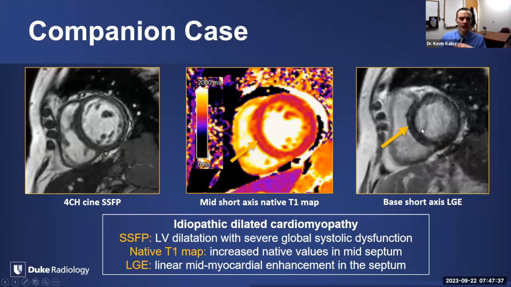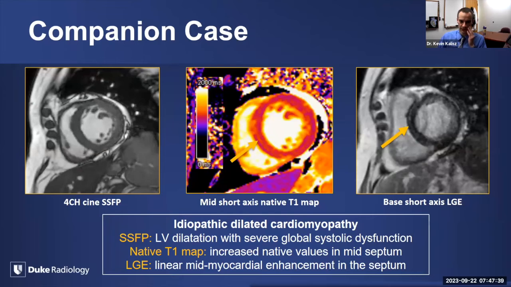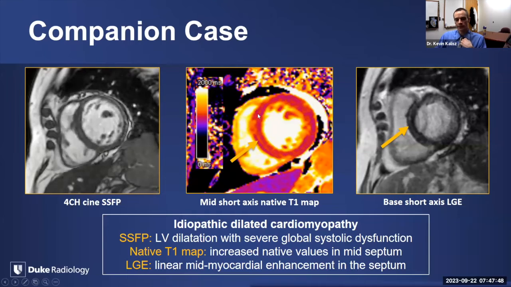Just a companion case showing the same findings, just in a slightly different light. Excuse the typo here. This is a short axis cine SSFP through the mid-level. Again, global hypokinesis. This is just a plug for native T1 mapping.